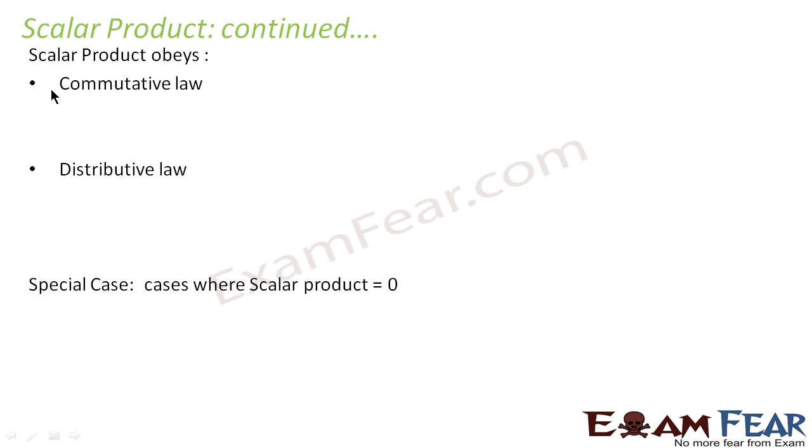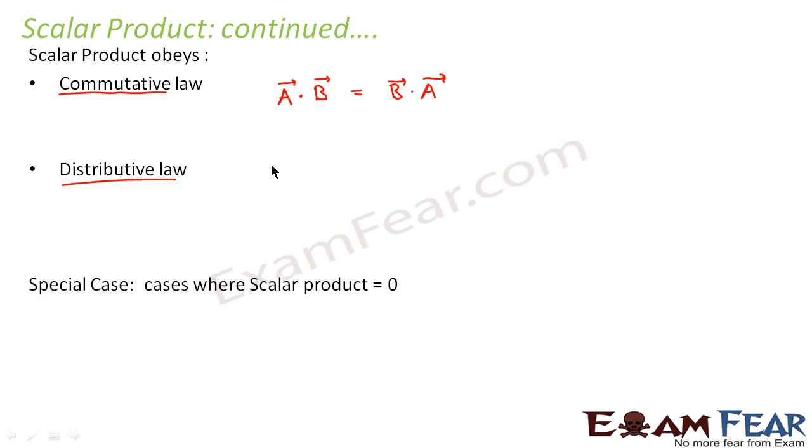Scalar product obeys the commutative law. I am very sure that you are aware of these laws because we have been studying them from our junior classes. So what is the commutative law for scalar product? It is A dot B is equal to B dot A, where A and B are two vectors. This is our commutative law, very similar to the commutative law for normal numbers.